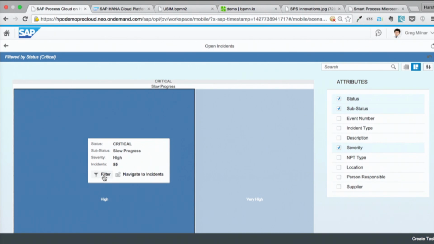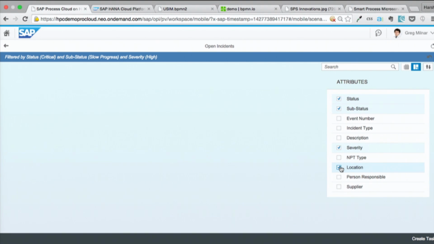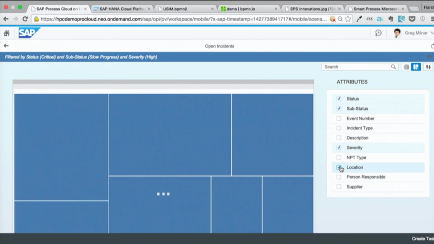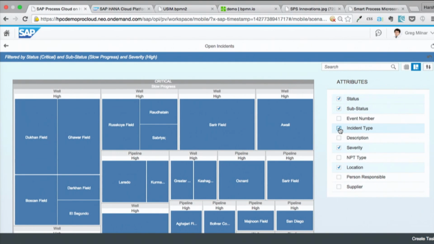So he says filter it down to high, critical, and slow progress incidents. He can say which locations these incidents are in, and he could also say what the incident type is. So based on different dimensions, he could really focus his attention on bigger problem clusters. For example, the Sanner field is where there are a lot of slow progress incidents going on, and he could say, okay, this is where the problem area is. And again, collaborate with his colleagues via collaborative tasks.